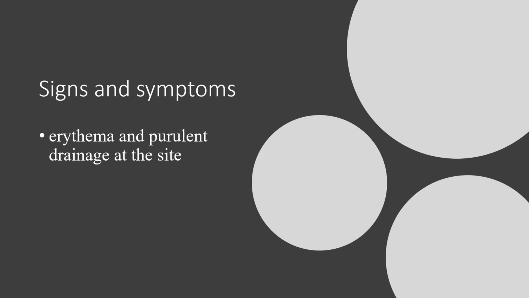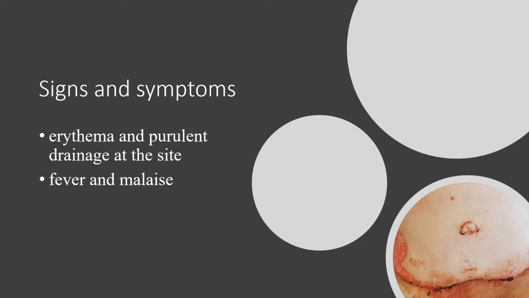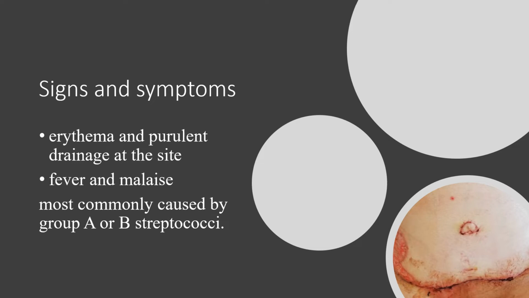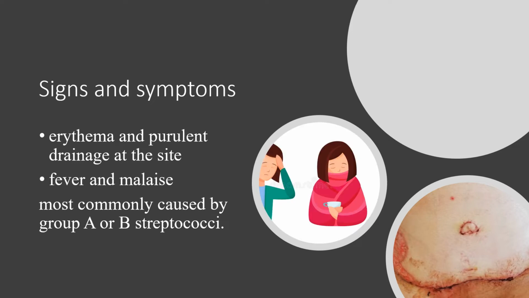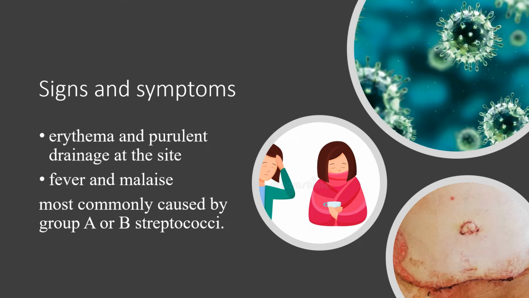Surgical site infections and incisional site infections can present with erythema and purulent drainage at the site. Like endometritis and septic abortion, it can also cause fever and body malaise. It is most commonly caused by group A or B streptococci. Other commonly isolated pathogens include Ureaplasma urealyticum, Enterococcus faecalis, and Escherichia coli.